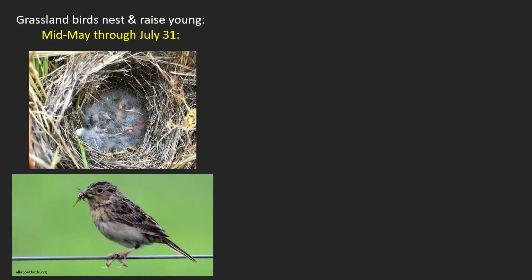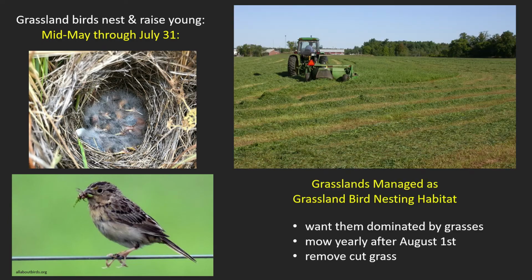Grassland birds are nesting and raising their young between about mid-May through the end of July. Fields that we manage as nesting habitat for grassland birds should be mowed once each year, no earlier than August 1st, and the cut grass should be removed. This yearly mowing keeps the field dominated by grasses rather than allowing wildflowers and young shrubs to grow up in the field. Mowing after August 1st is late enough that nests and fledgling birds won't get destroyed by mowing equipment.